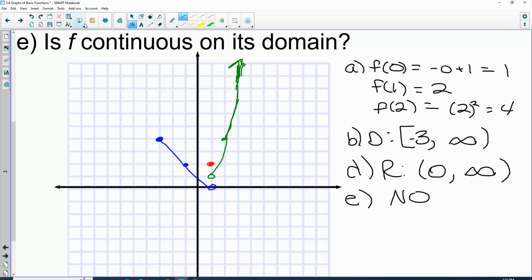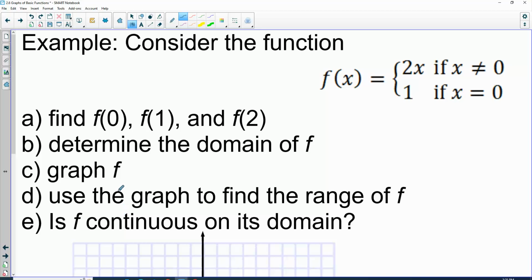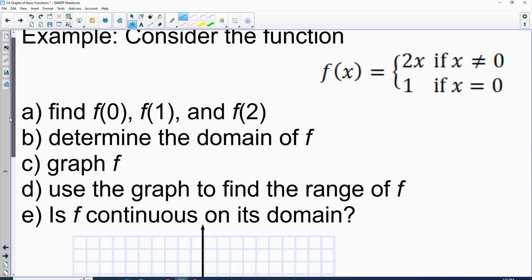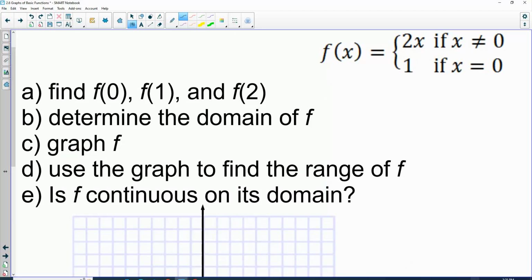All right, we struggled with that one. Why don't you guys try another? See if you can figure out what this graph would look like. It's a little bit different. Okay. So 2x when x does not equal 0.